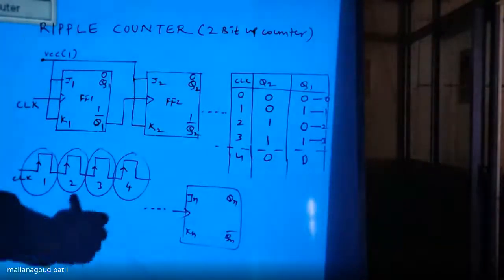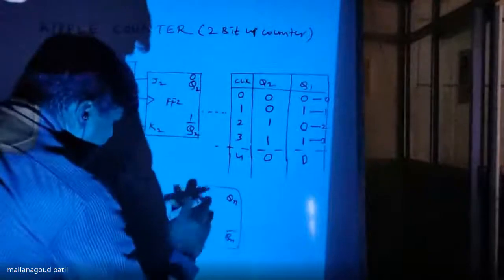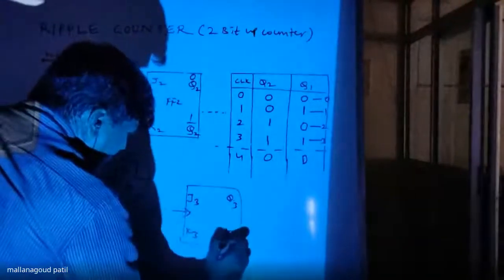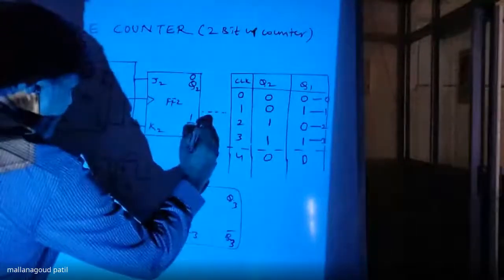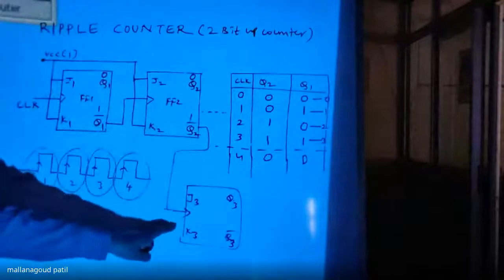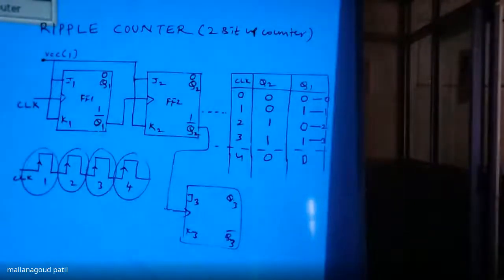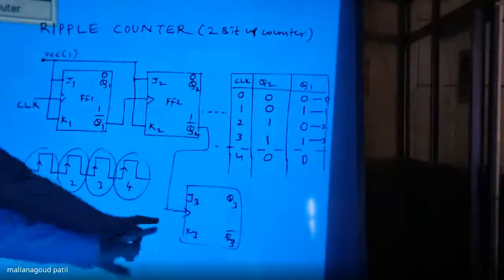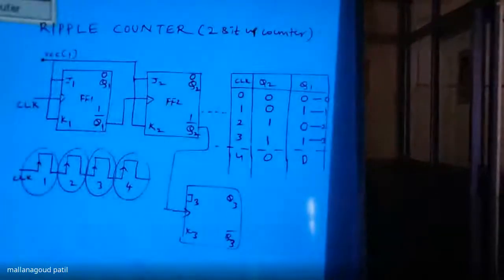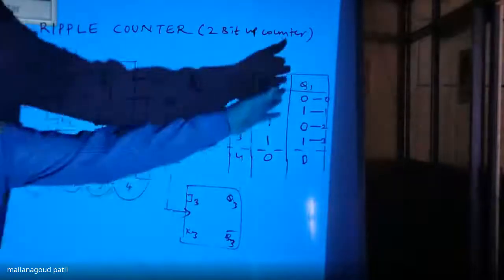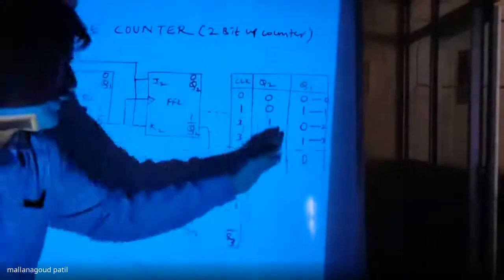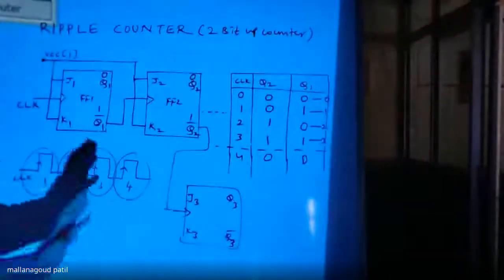If it is 3 bit, what can you do? You have J3, K3, Q3, Q3 bar, and you connect its clock to Q2 bar. This is 3 bit now: Q3, Q2, Q1. As I have already said, your LSB should be the first flip-flop and your MSB should be the last flip-flop.